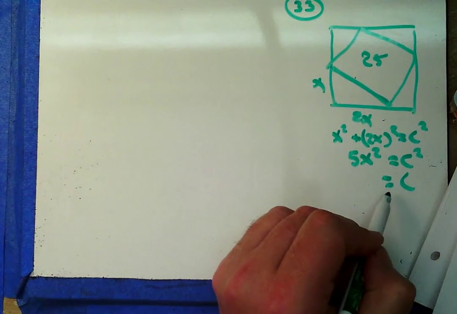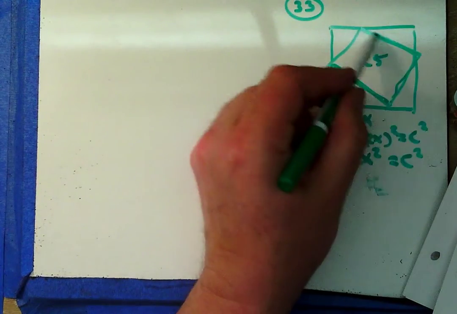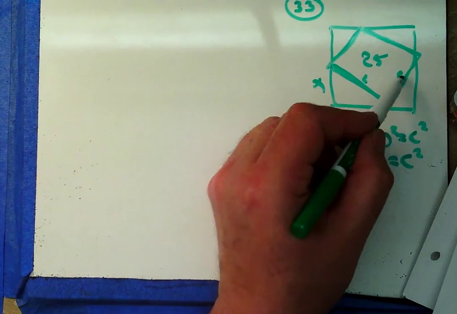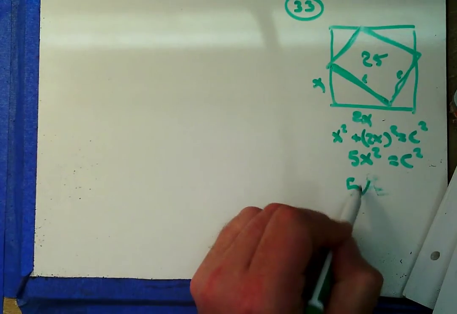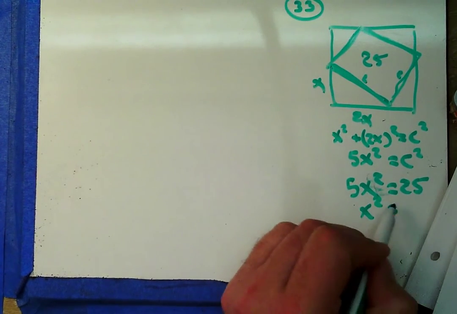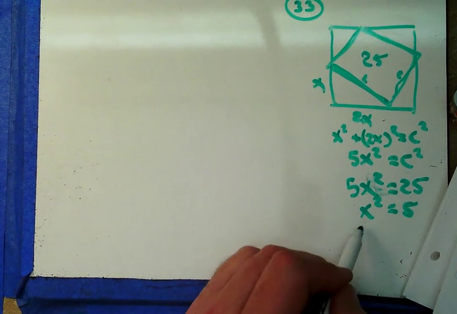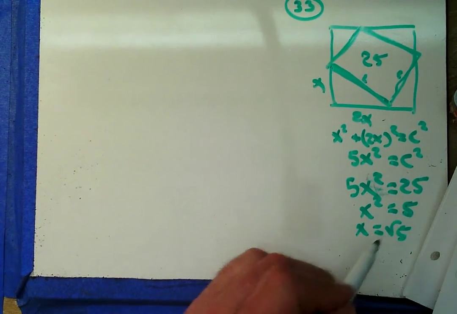Or c, oh wait a second, isn't c squared this area? Because this is c and this is c. So I know 5x squared equals 25. X squared equals 5, and so x equals root 5.